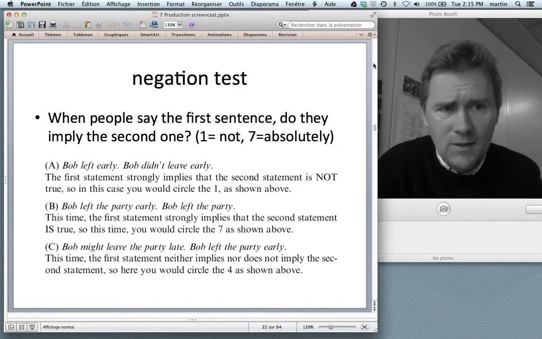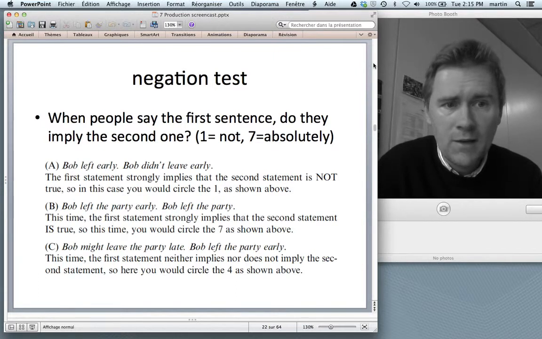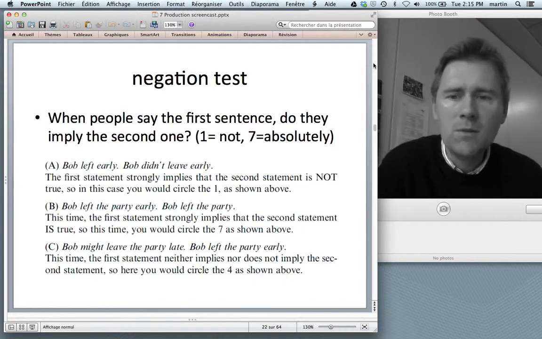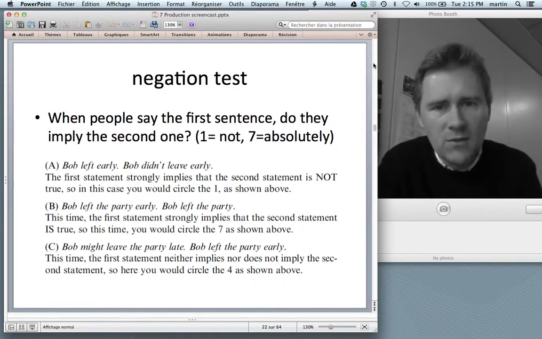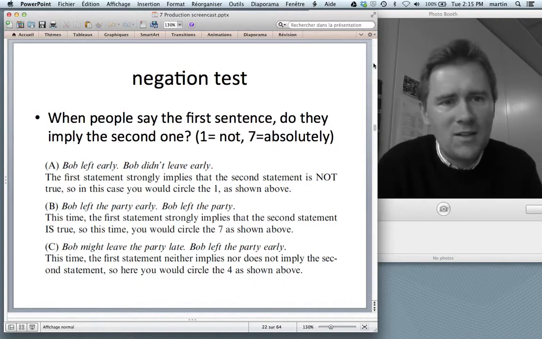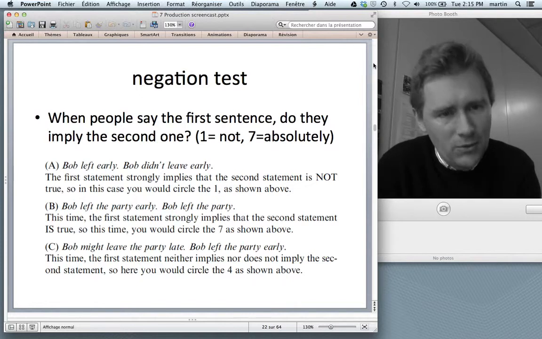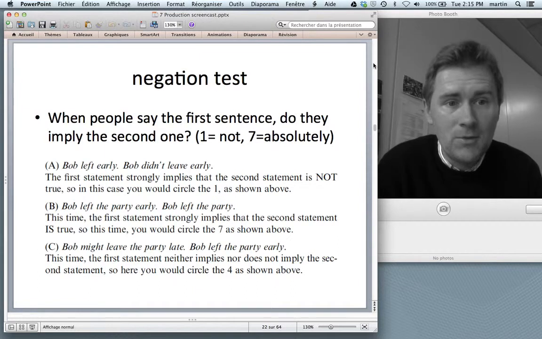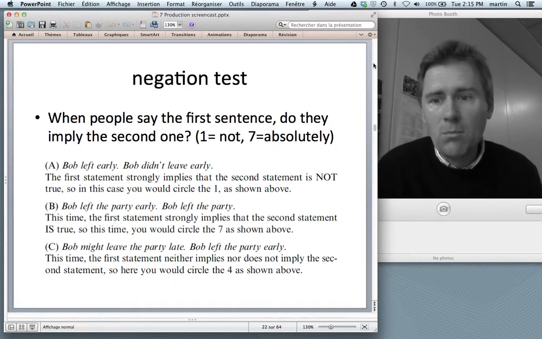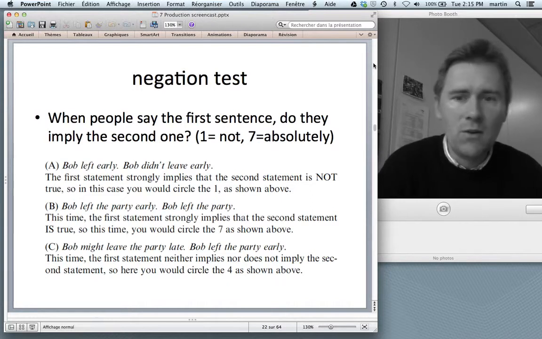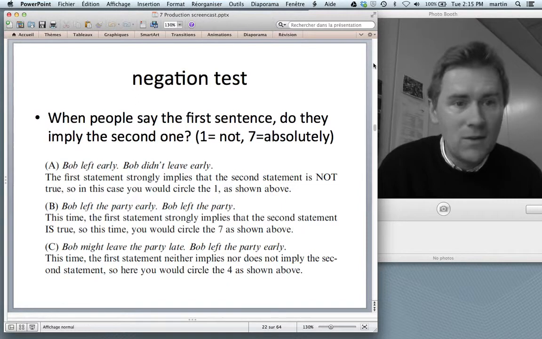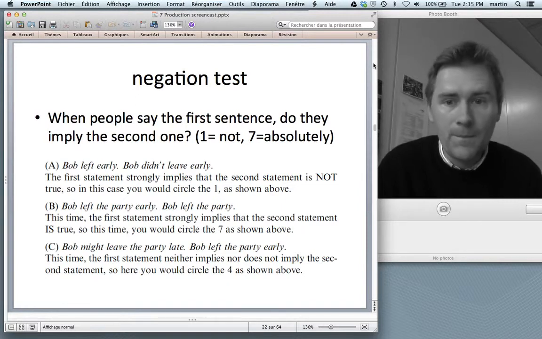Here, that's the instructions that Ambridge and Goldberg gave their subjects. So, you have two sentences. When people say the first sentence, do they imply the second one? If you're thinking that's not the case, give it a low score. If you think yes, that's absolutely the case, you give it a high score. So, in the sentence pair, Bob left early, Bob didn't leave early. Does the first sentence imply the second one? Certainly not. You give it a one.